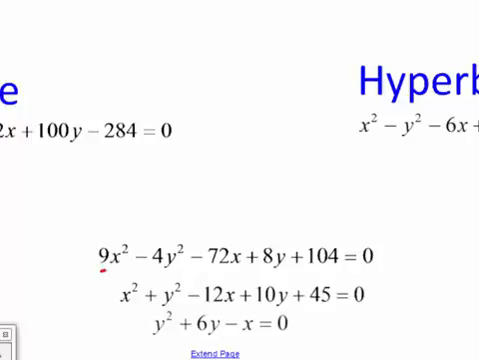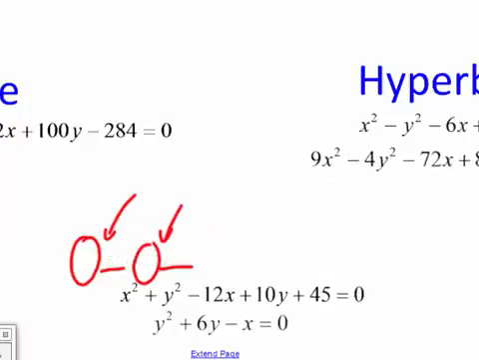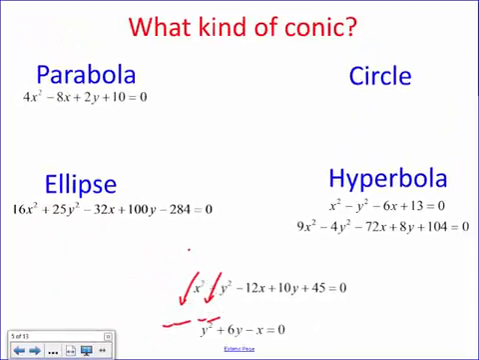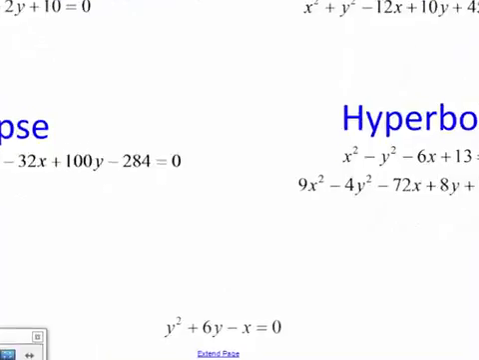Next guy, x squared, y squared, different. So it's got to either be an ellipse or a hyperbola. Different signs, plus sign, minus sign. So that's also a hyperbola. Next guy, x squared, y squared, the a and the c are the same. Plus sign, so it's got to be a what? A circle now. There we go. So we're really just looking for all those squares. That's what kind of keys us off.